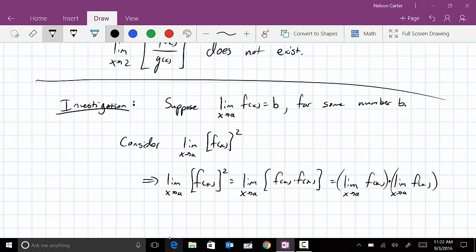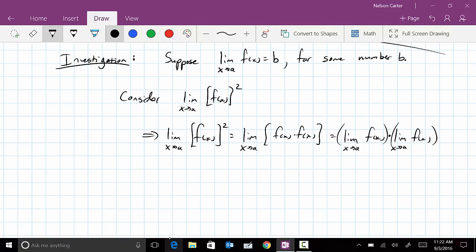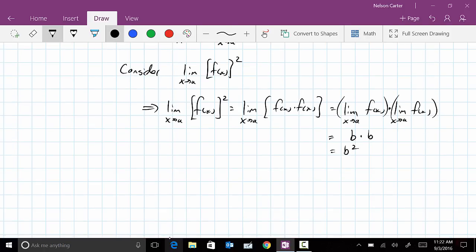Now, the reason we're able to do that is because remember that this limit exists. And since this limit exists, it's the product of the two limits. But remember that this limit is b, and this limit is b, so this is b times b, which is just b squared. So that's kind of interesting because we found that the limit, this three-dot triangle means therefore.